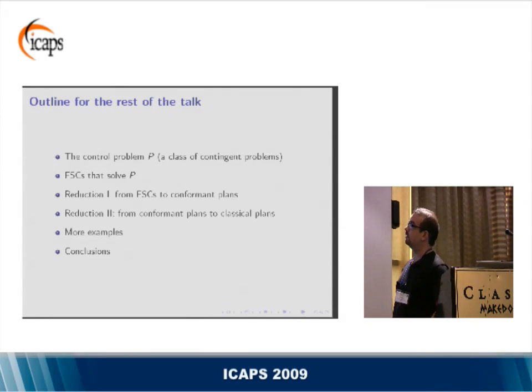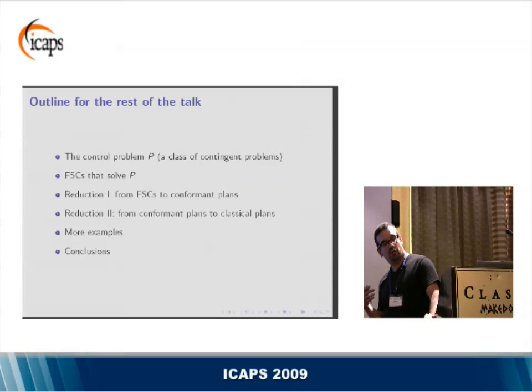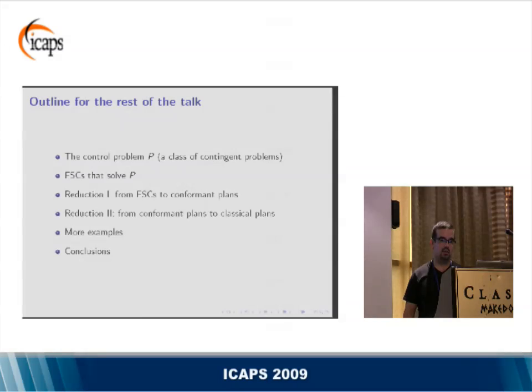So for the rest of the talk, I will tell you about the class of planning problems that we are dealing with. This is the class of contingent problems that we work with. The class of controllers that we synthesize, and then the technique is basically based on two reductions. One reduction from the problem of computing the controller to a conformant planning problem, and then a second reduction, in order to solve the conformant planning problem, from conformant planning to classical planning. Then I will finish with some more examples and then a conclusion.